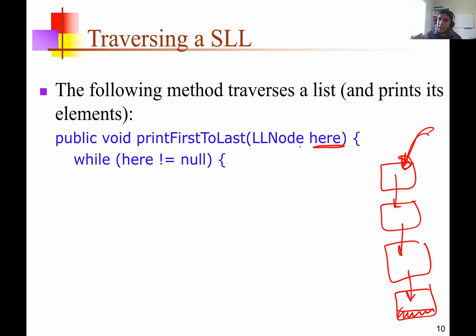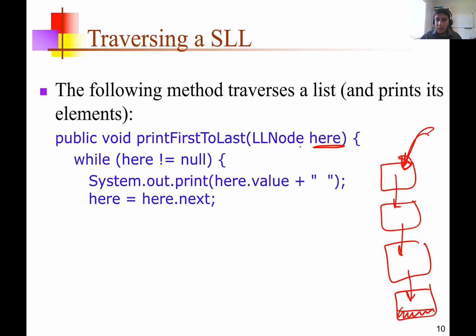So here I'm passing a reference of type LL node. I call it here, you can call it anything, this, traverse, index, it doesn't matter. And you say, while here is not null, I simply print the value and then increment here, which in object terminology is saying here equals here dot next. So initially here was at the first element.